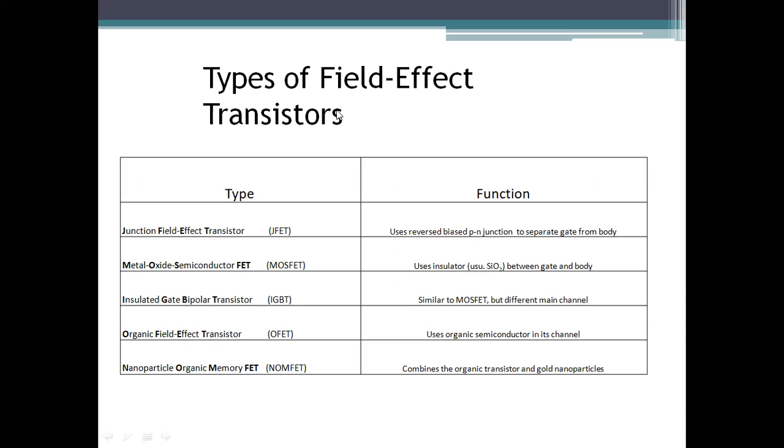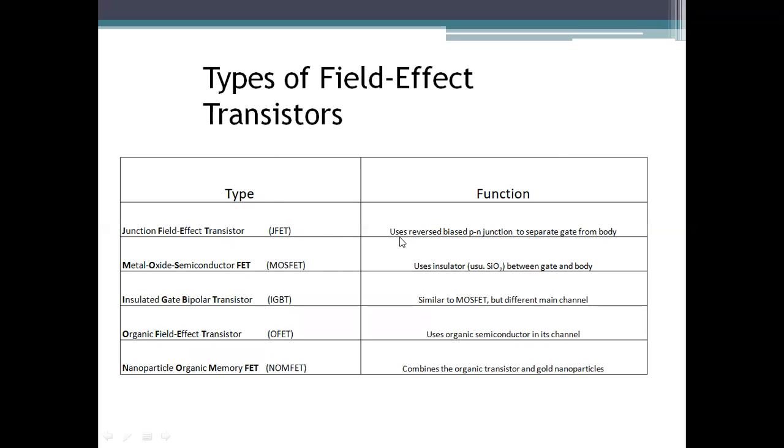So what are the types of FET? We have JFET, MOSFET, IGBT, OFET, NOMFET. JFET is junction field effect transistor. MOSFET is metal oxide semiconductor. IGBT is insulated gate bipolar transistor. OFET is organic field effect transistor. NOMFET is nanoparticle organic memory FET. Here I have clearly given the function of each and every type of FET.